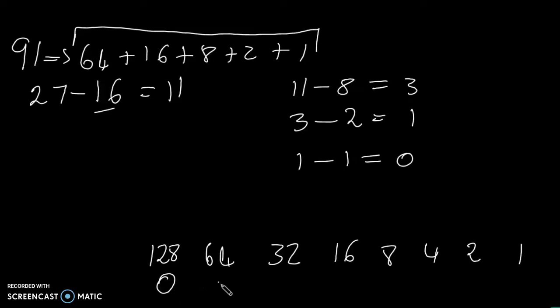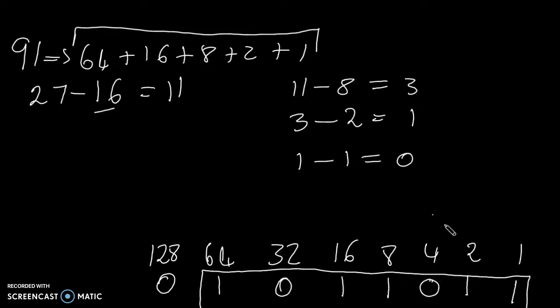We do have 64, then it will be 1. We don't have 32, it will be 0. We do have 16, it will be 1. We do have 8, it will be 1. Don't have 4. We have 2 and 1. And then this will be the binary number representing 91.